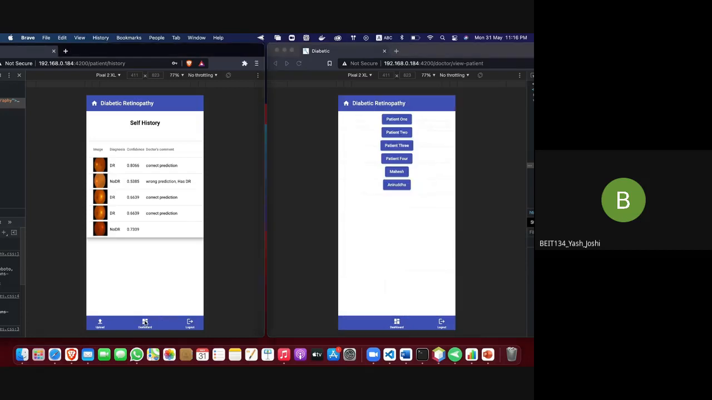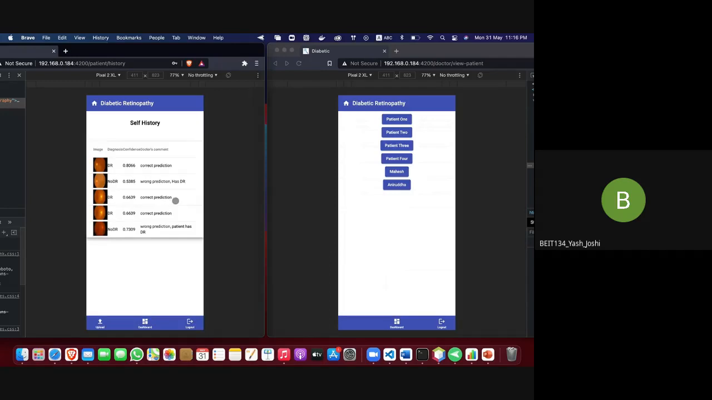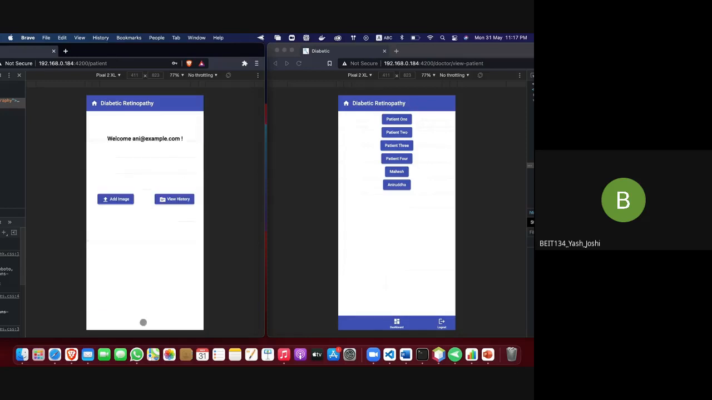Once again we go back to the patient dashboard and go into the history, then we can see the doctor's comment. So even if sometimes the model fails, the doctors are there to provide support when the model fails or when something is wrong with the prediction. So yeah, these are the basic use cases of our app.